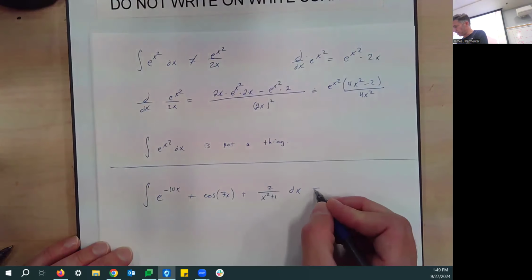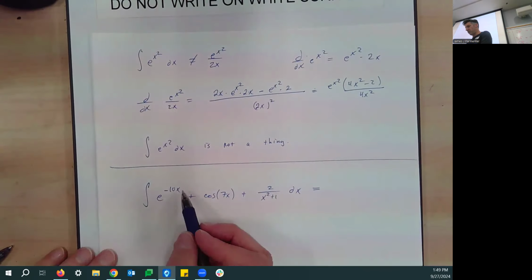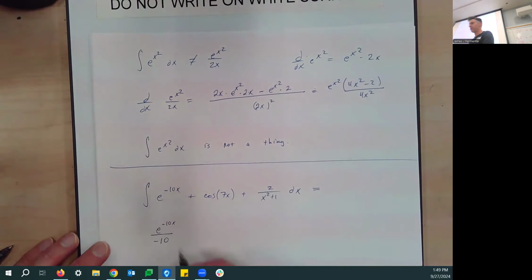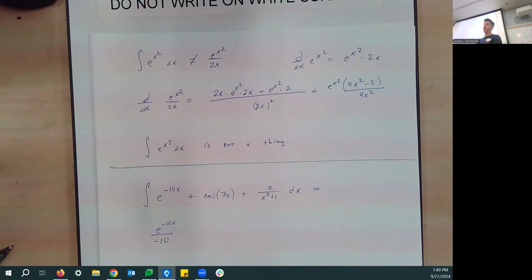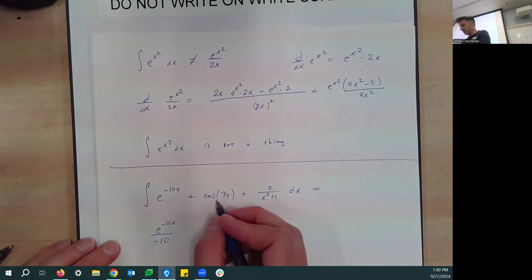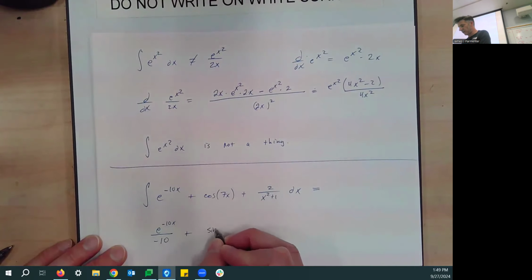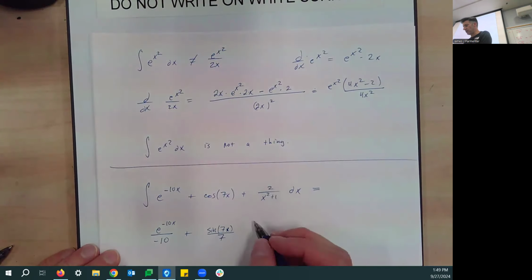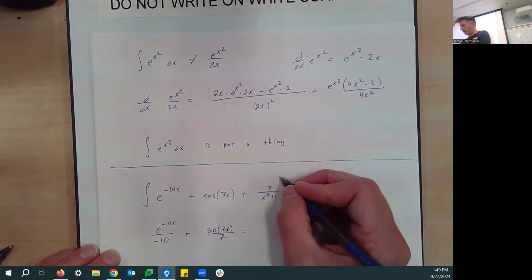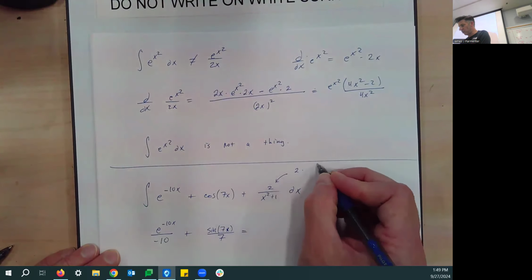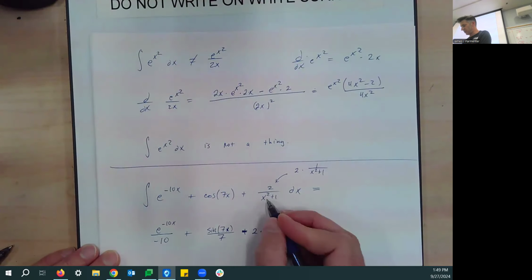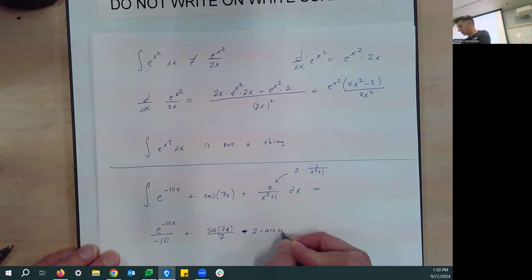So let's take a look and see what we've got here. The antiderivative of e to the negative 10x should be e to the negative 10x divided by negative 10, because the derivative will just make you multiply by negative 10 and the negative 10 will cancel out. The antiderivative of cosine of 7x is going to be sine of 7x divided by 7. And the antiderivative of 2 over x squared plus 1 is going to be the antiderivative of 2 times 1 over x squared plus 1. The 2 hangs out. And the antiderivative of 1 over x squared plus 1, as we've seen already, is the arctangent of x.